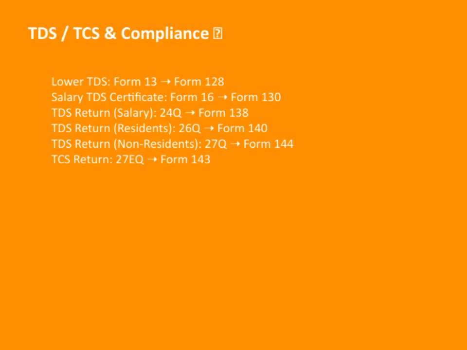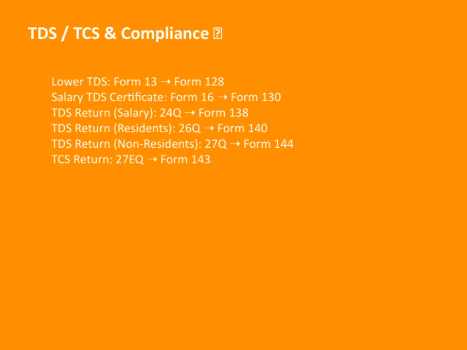Let's take a closer look at some of the key changes in TDS and TCS compliance. First, for lower TDS, the form has shifted from Form 13 to Form 128. This is an important update to keep in mind when filing. Moving on to salary TDS certificates, the traditional Form 16 is now replaced by Form 130, which streamlines the process and improves clarity.